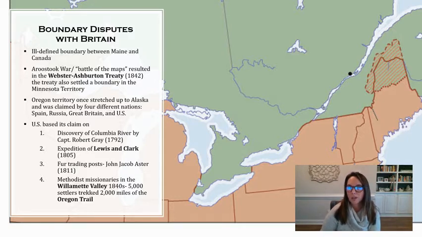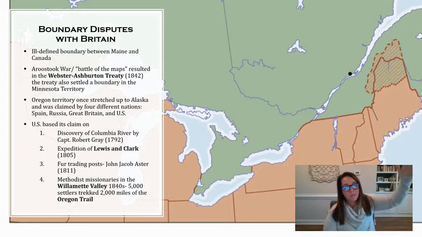Some people call it the Lumberjack War, which I always think is really interesting, where some lumberjacks are upset about territory, and this fight happens between the Canadians and the Americans. In the end, they negotiate the Webster-Ashburton Treaty, which is that top tip of Maine, and then also a part of Minnesota. Looking at Oregon, the Oregon Territory stretched all the way up to Alaska.